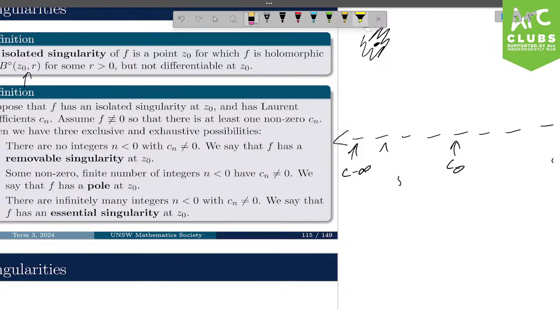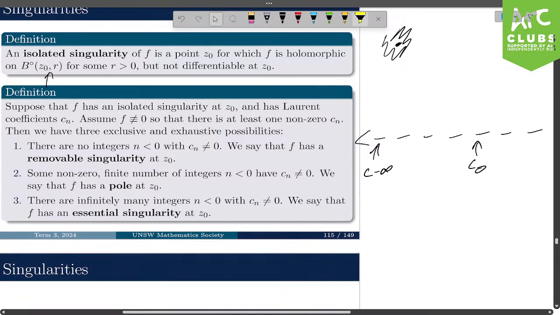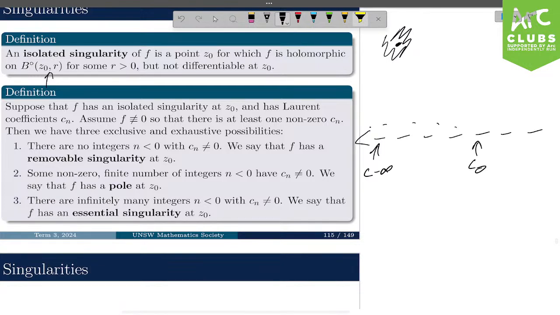Moving forwards, if we instead say there are infinitely many that are not 0, okay? So we can keep on finding pole values going to the left, coefficients that are non-zero. Then what we have is an essential singularity. We won't really be dealing with them in this course, but it's just something funny to deal with.